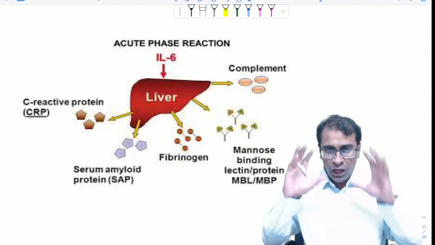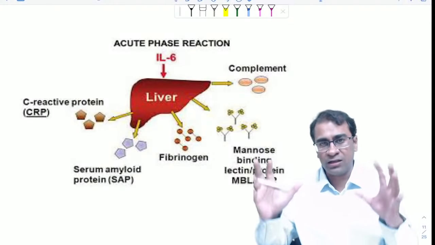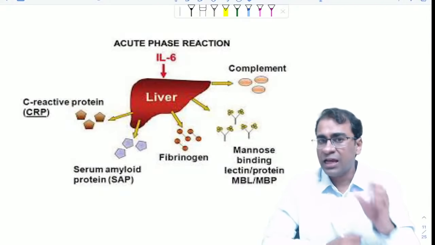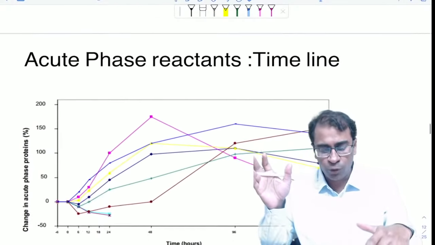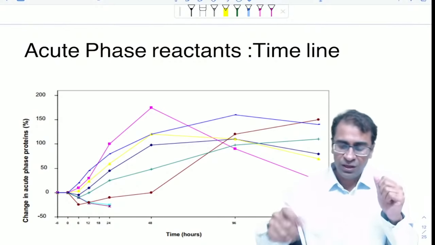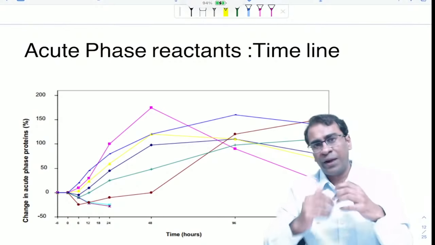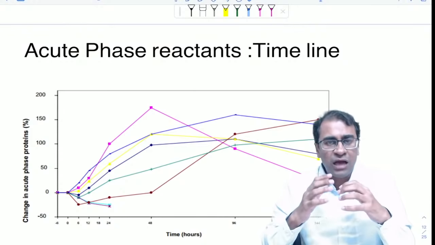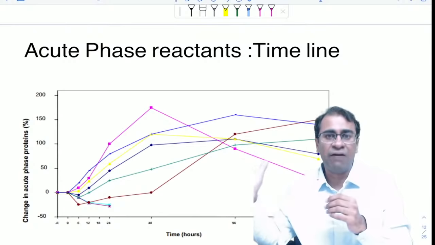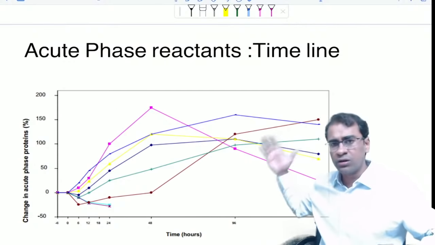Now see, understand, these markers and proteins are not just for show. They have some unique functions. And we'll discuss this one by one under a topic called the timeline of acute phase reactants. It's a very, very important slide. See, as a general practitioner, when you practice medicine, you must be aware of when you expect a particular marker to increase after an infection. So this is a good diagram to show that.